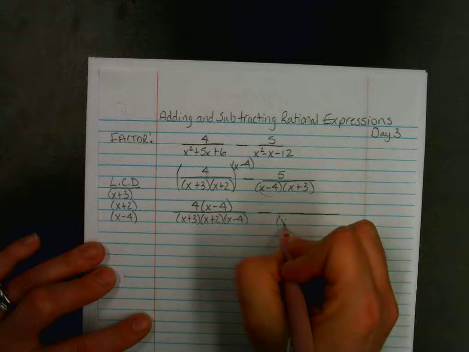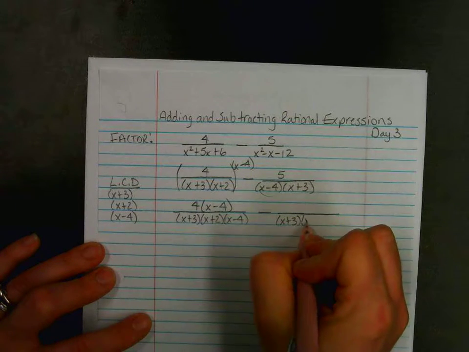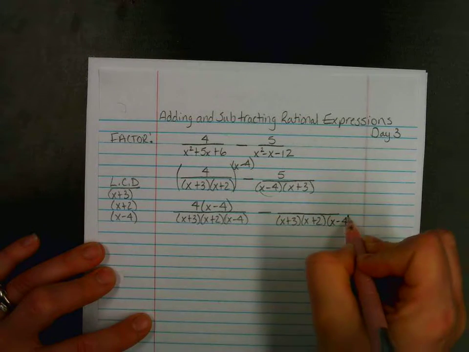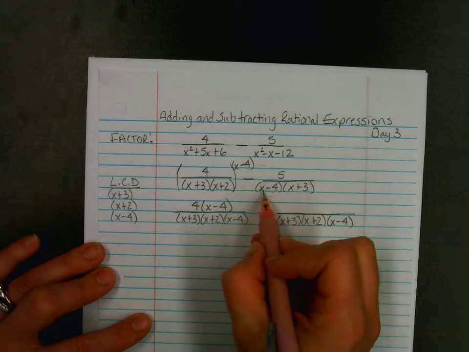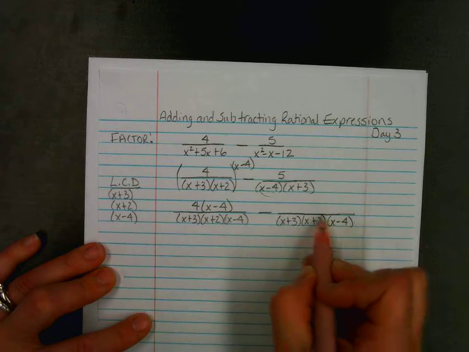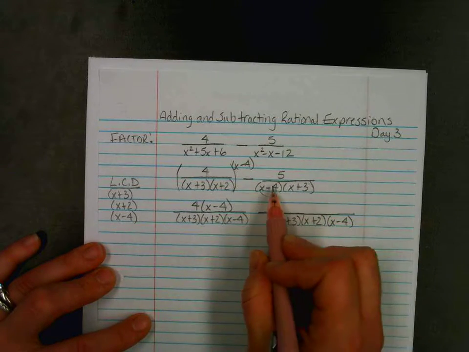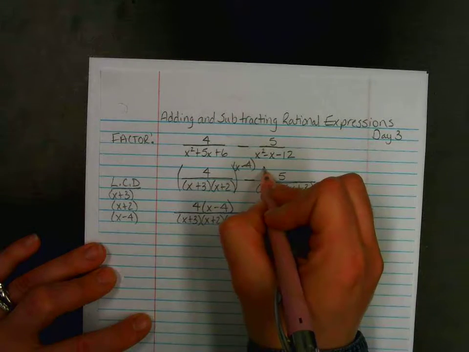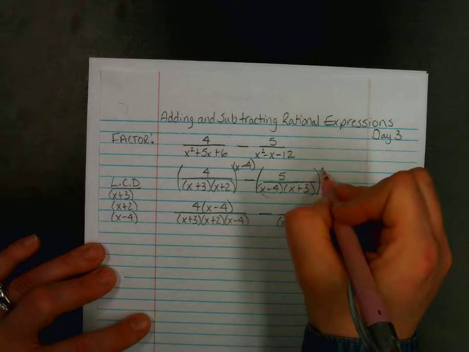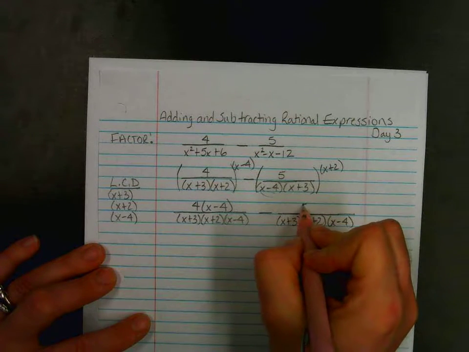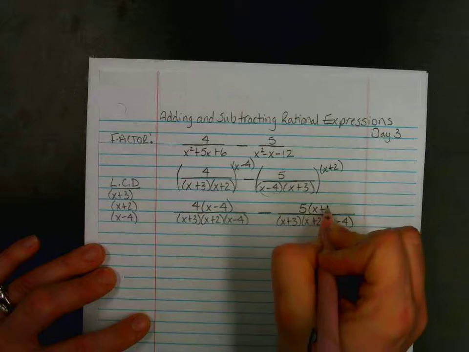again, here is my denominator. What would I have to multiply this denominator by in order to create this denominator? Well, I would have to multiply these two values by the x plus 2. So I'm going to take this one and multiply the whole thing by an x plus 2. So this is going to be minus 5 times an x plus 2.